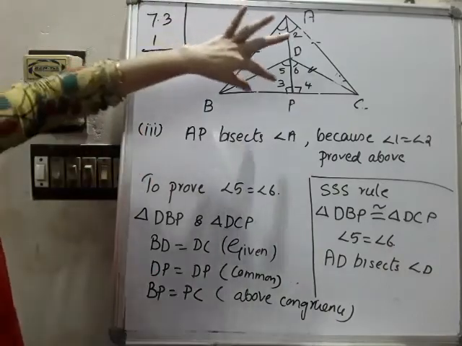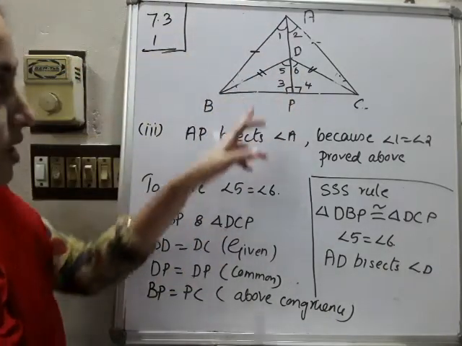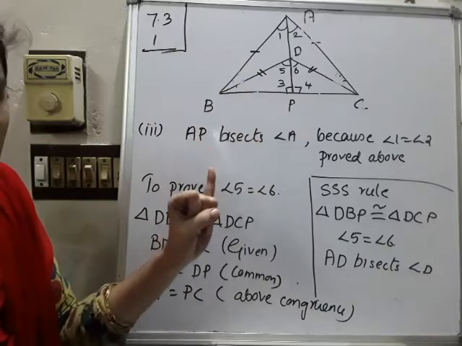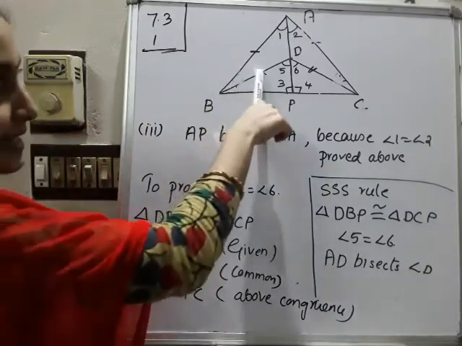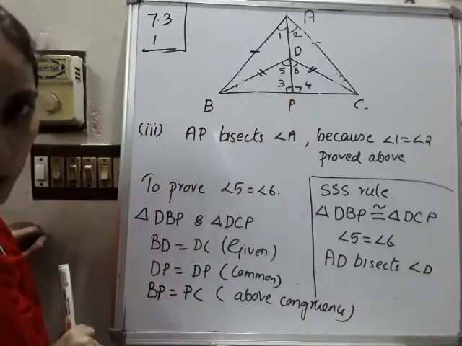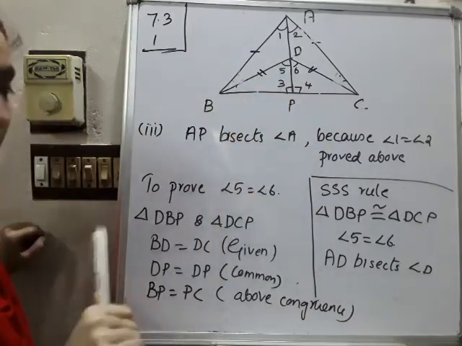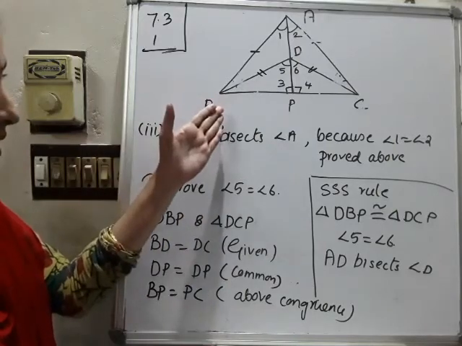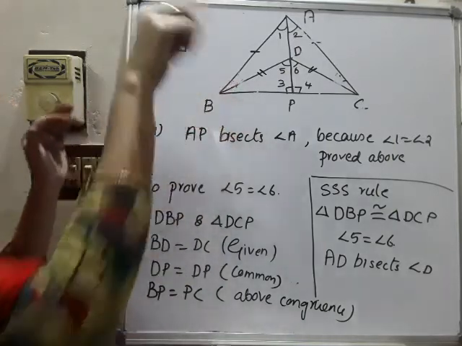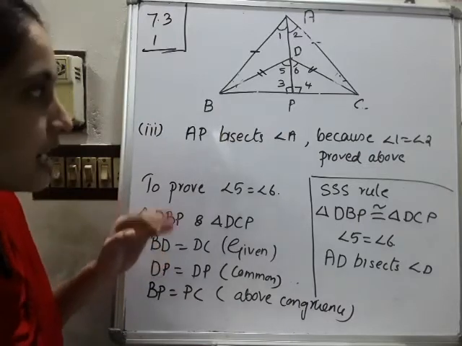Hope you clear this. Why we don't take angle 3? Because we need SSS. SSS means what? Three sides are equal. Otherwise SAS is needed. So this one we have to prove, so we can't take. Then AAS. AAS means this angle we need. No, we can't take because we are considering the full triangle only. So we can't take.